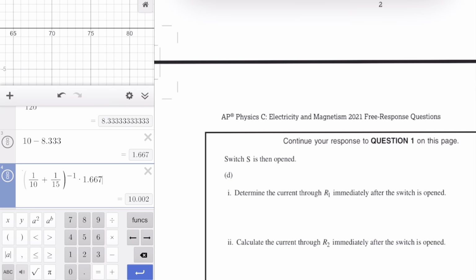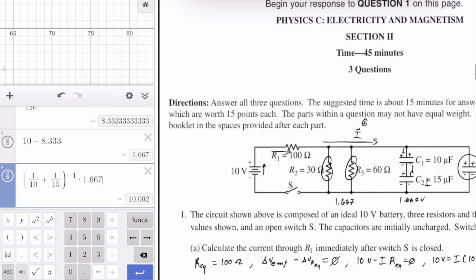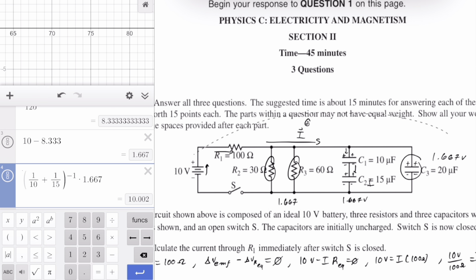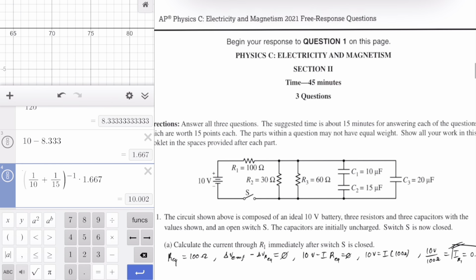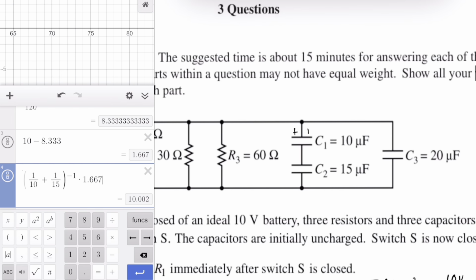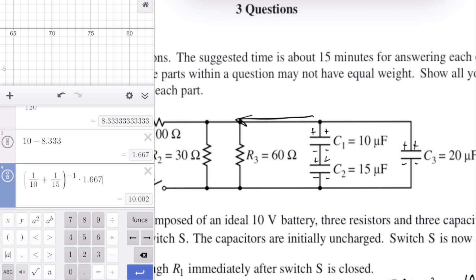Switch S is then opened. Okay. So after switch S is opened, right now there's a break in the circuit, but these capacitors have been charged. And they each have their charge on them. Determine the current through R1 immediately after the switch is opened. So when the switch is opened, these have accumulated positive charge on their top plates, right? As I explained earlier, so I'm not going to re-explain it. So current's going to get sent this way, right? Because conventional current flows from positive to negative.